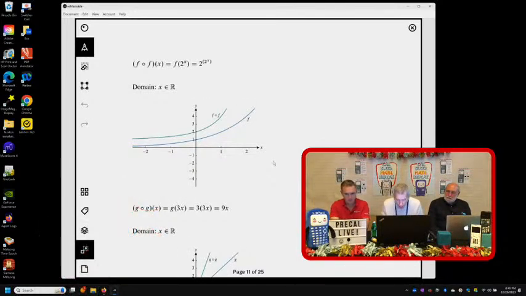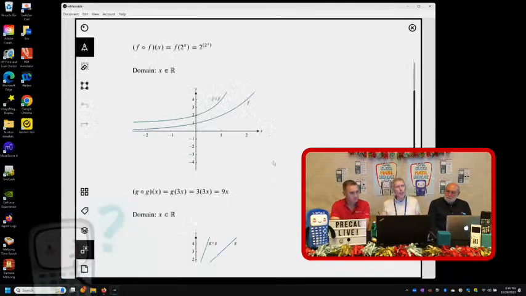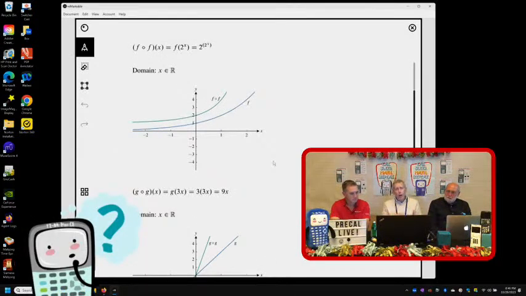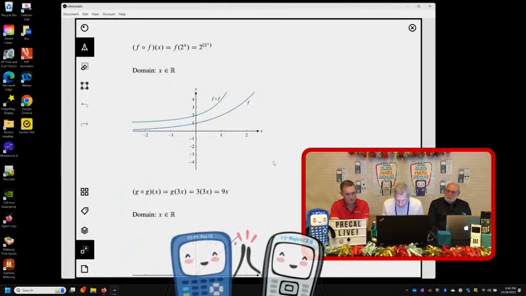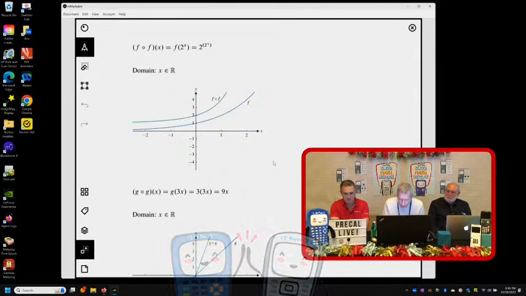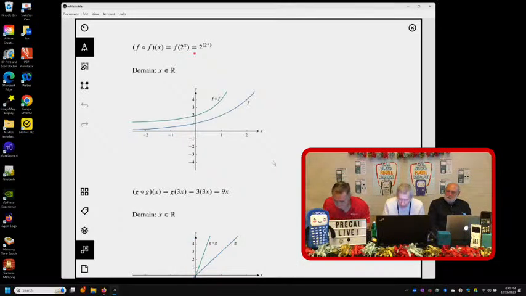All right, how about f circle f? Can you really do this? Sure. You can compose a function with itself, and in fact, I don't know if we'll get to this evening, but you could do f circle f and continue to compose a function on itself. So this would be f of 2 to the x, and let's see, that's 2 to the 2 to the x, and I don't think there's any simplification there.